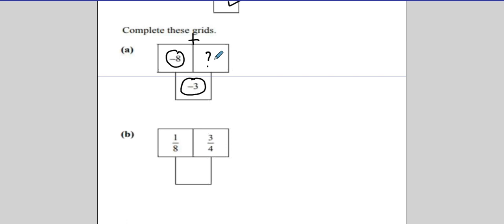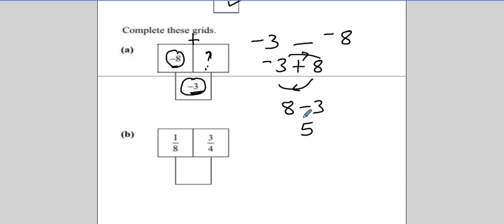Negative 8 plus a certain number equals -3. In other words, to find this number, do the number at the bottom, which is -3, minus the number at the top, which is -8. Negative minus negative is positive 8, so this will be 8 minus 3. The answer is 5. So the answer here is 5. And you can check: -8 plus 5, the answer will be -3.